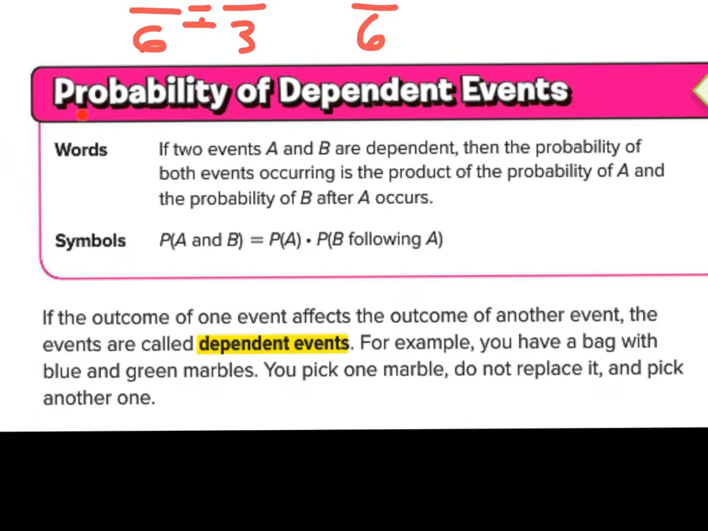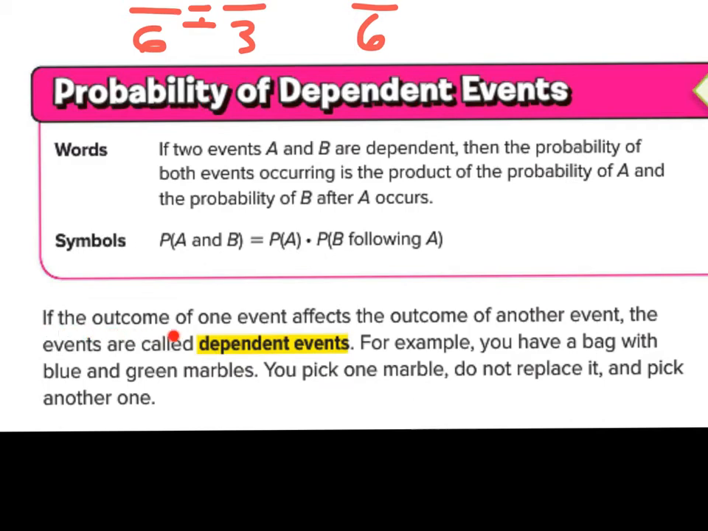Let's look at the probability of dependent events. What is a dependent event? If 2 events, such as A and B, are dependent, then the probability of both events occurring is the product of the probability of A and the probability of B after A occurs. What they're saying is that we first have to solve for A, correct, the probability, and then it's the probability of B occurring after A, what we're trying to identify. So for example, probability of A and B is probability of A times probability of B following A.